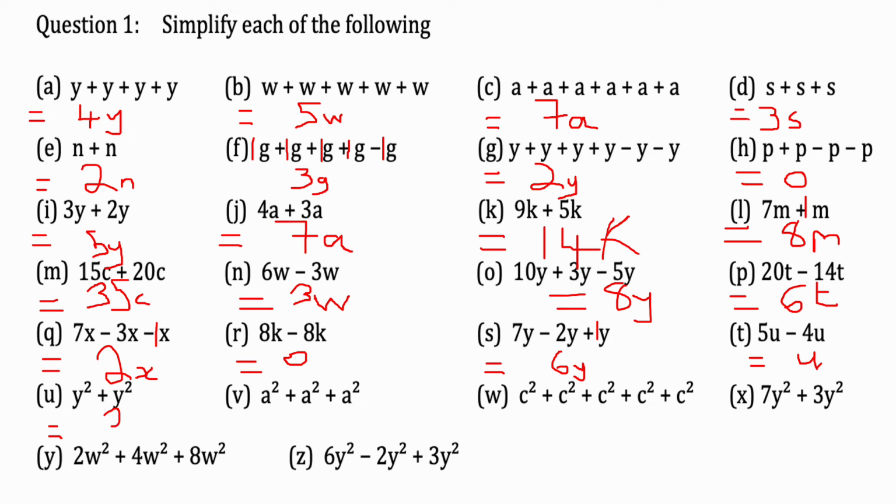y squared plus y squared is 2y squared. a squared plus a squared plus a squared goes to 3 lots of a squared, which is 3a squared. It's 3 times a squared. This one, collecting all these together, I get 5c squared. Next one, 7y squared plus 3y squared goes to 10y squared.